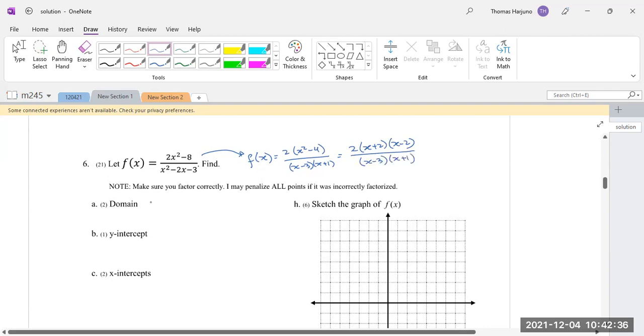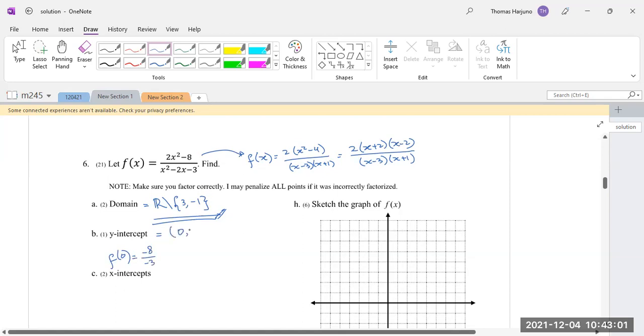Now the key is actually with the factoring, okay? So the domain will be all real numbers except 3 and -1. Boom. Because once you factor it, you just need to know what to look at to find these answers here. The y-intercept is when we find f of 0. f of 0 is -8 over -3.